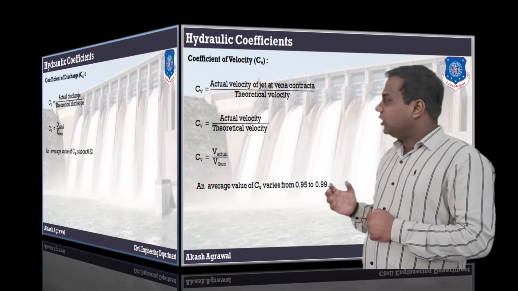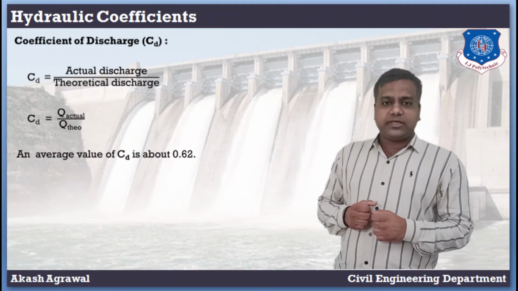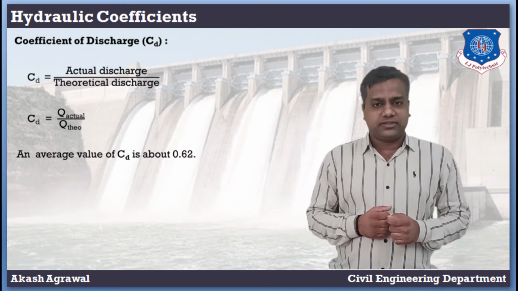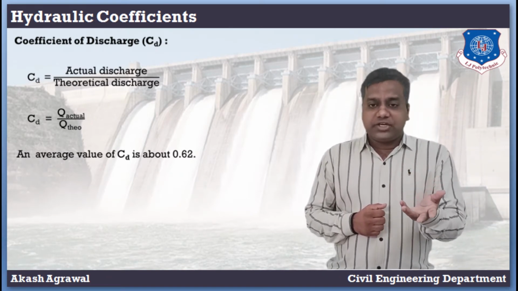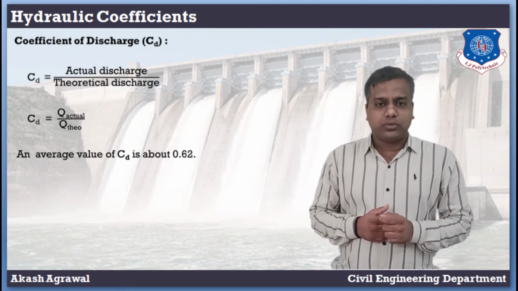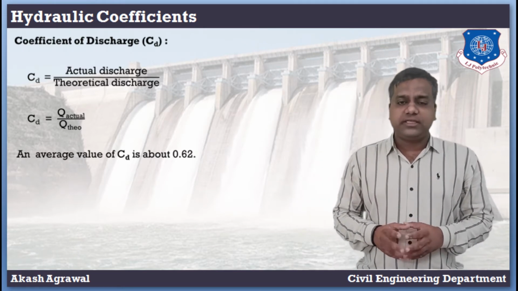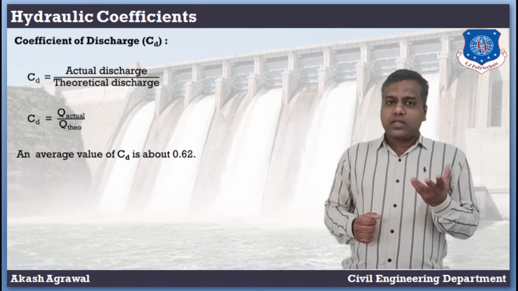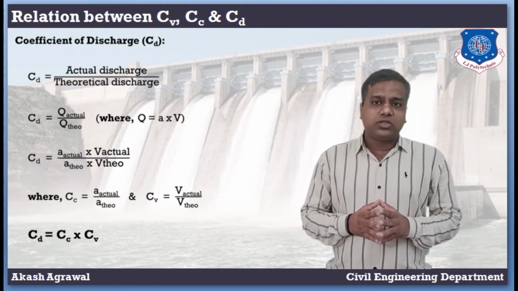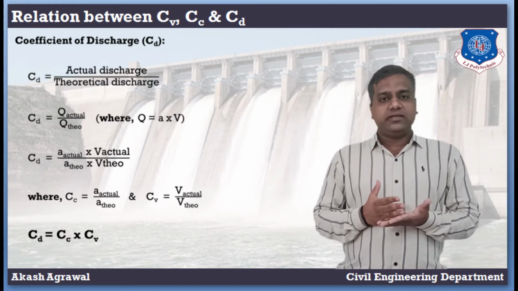Now the third hydraulic coefficient, that is the coefficient of discharge. The coefficient of discharge is represented by CD. CD is equal to actual discharge upon theoretical discharge. Again, it is the ratio of actual discharge to the theoretical discharge. CD is equal to Q actual upon Q theoretical. The average value of CD is about 0.62. Now further, we'll discuss the relationship between all three hydraulic coefficients, that is CC, CV and CD.